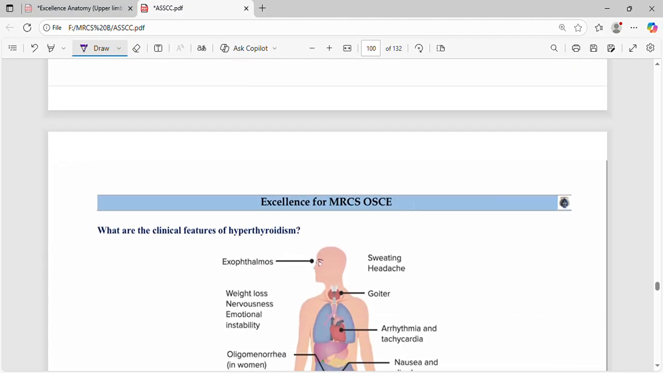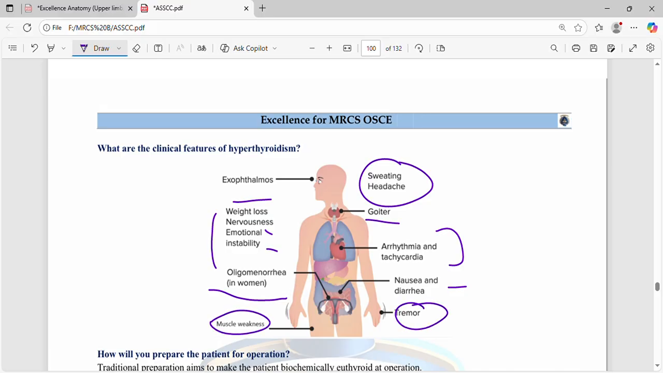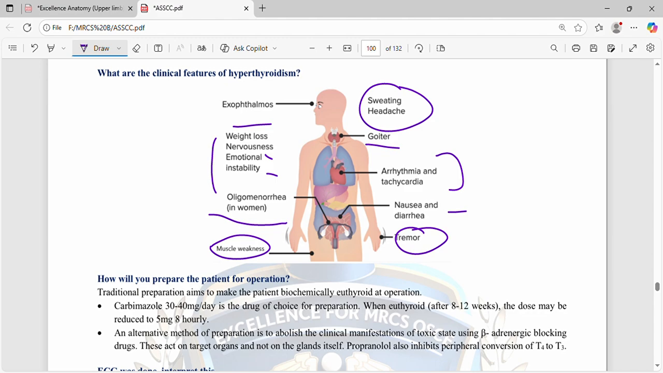So what are the clinical features of hyperthyroidism? So exophthalmos, sweating, headache, goiter, weight loss, nervousness, emotional instability, oligomenorrhea in women, and arrhythmia and tachycardia, nausea and diarrhea, and tremors and muscle weakness, proximal myopathy. So these are the features of hyperthyroidism.